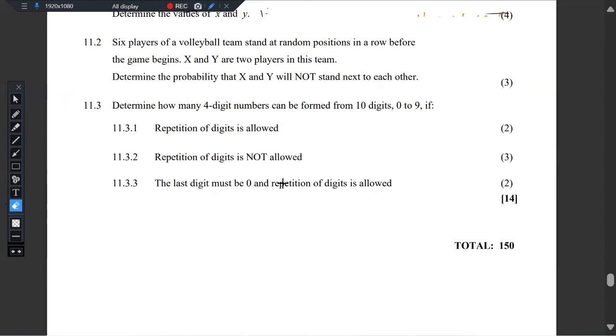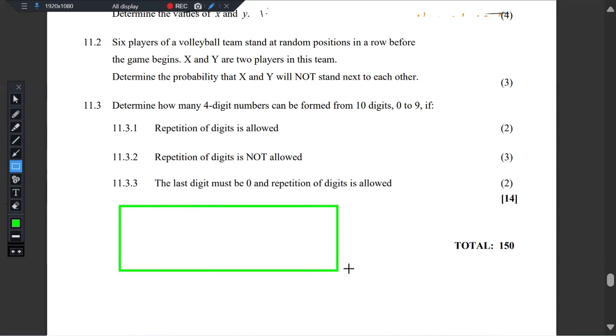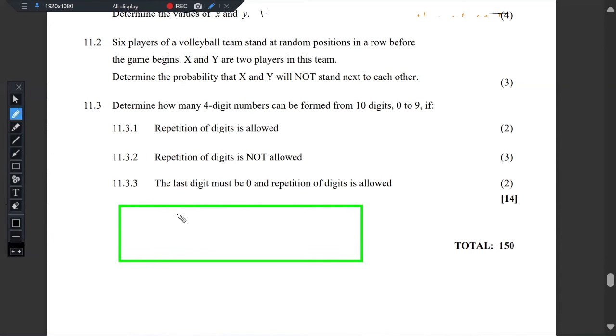11.3.3, the last digit must be 0 and repetition of digit is not allowed. So here, they're placing a condition that the last digit must be 0. So by all means, you must have your last digit being 0. That means there's only one way in which you can fill this, by putting a 0. So you start with the condition.